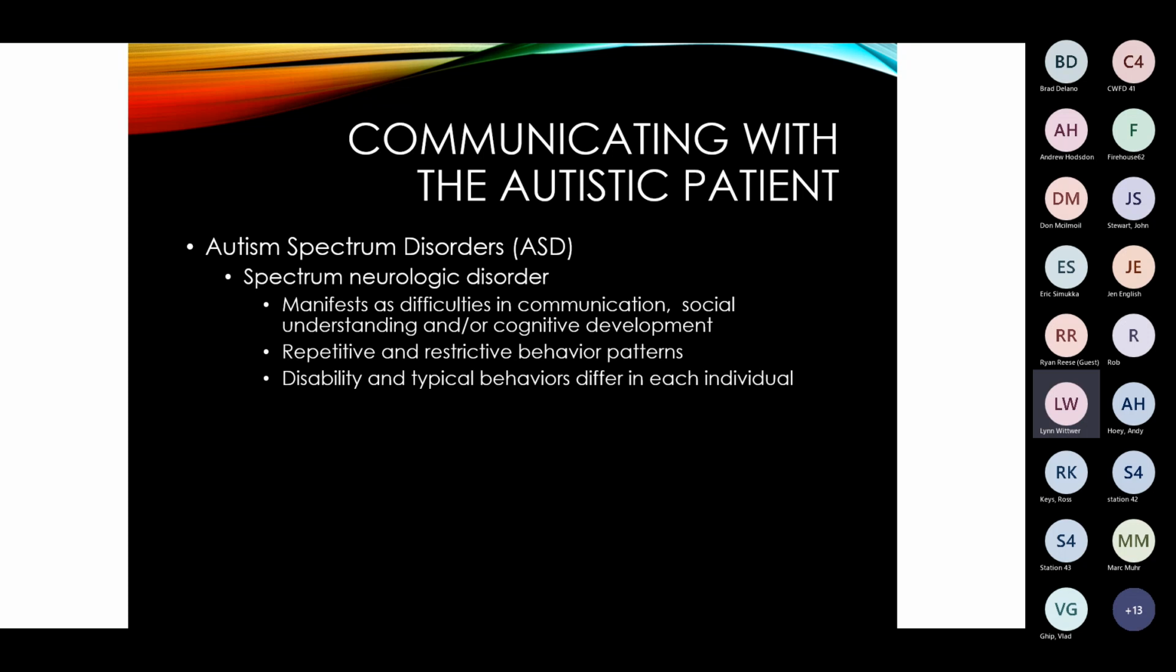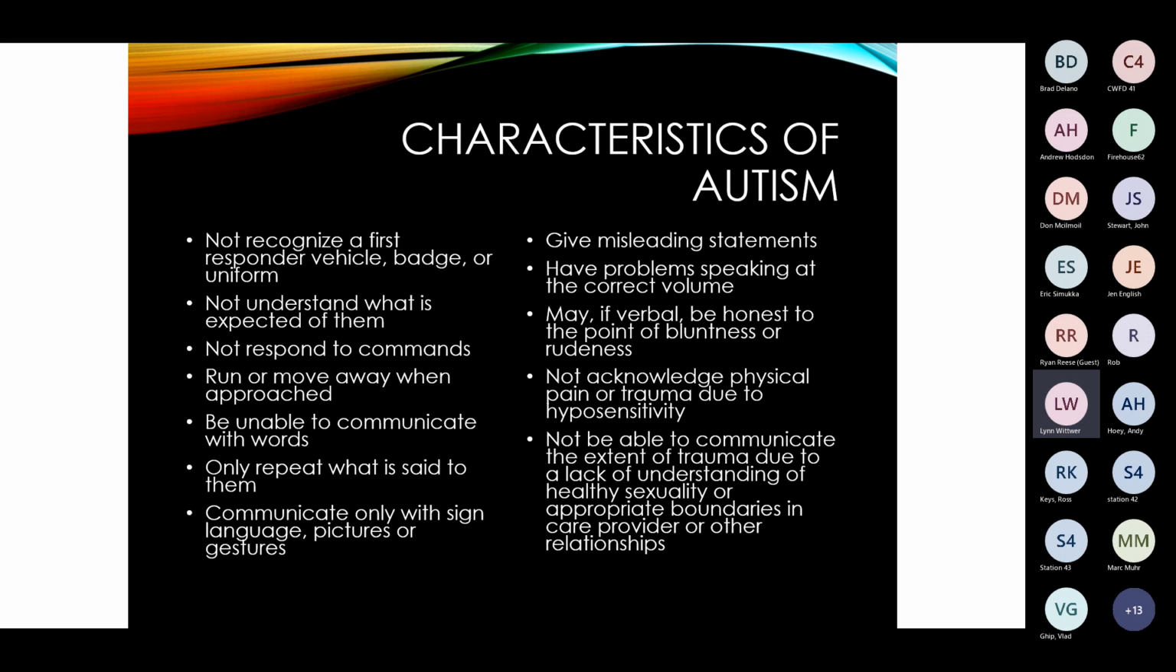Disability, though, and the typical behavior varies in all. There's no common thread except that it's difficult to communicate. Now, some of the characteristics of difficulty communicating is they may not recognize you as a first responder, or your vehicle, or a badge, or a uniform. They may only see you as a threat.